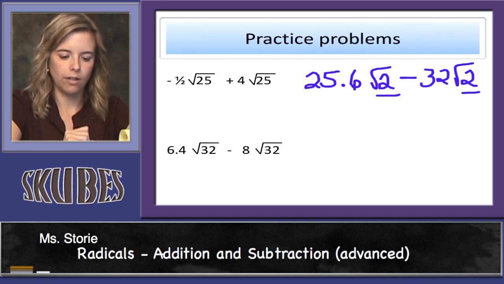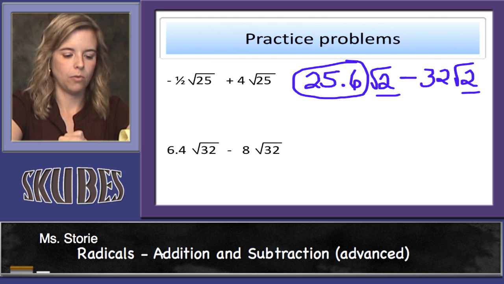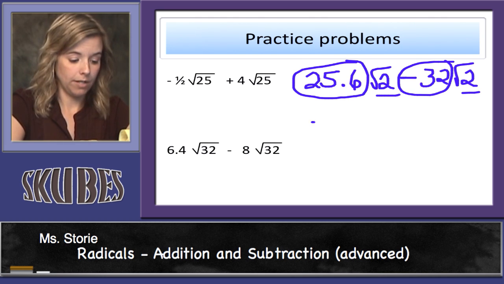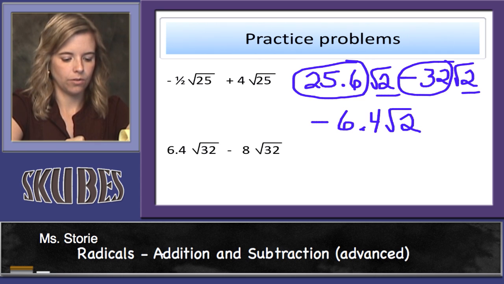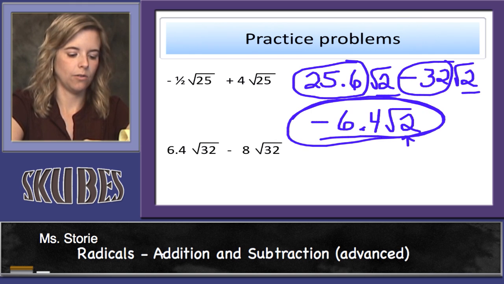Do we have the same exact radicals? Absolutely. Now we can actually do what it wants us to do. It wants us to take 25.6 and subtract 32. Biggest number is negative, so your answer is going to be negative. So you're going to have a 6.4 radical 2. Is the radical fully simplified? Yeah, it is. That means this is going to be your final answer.